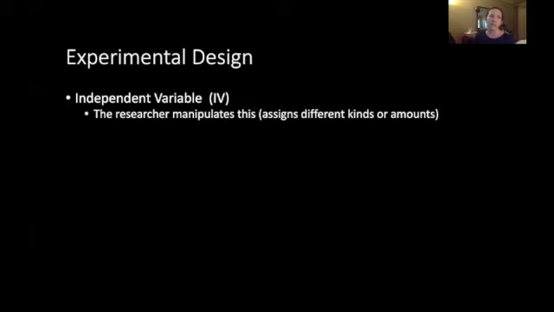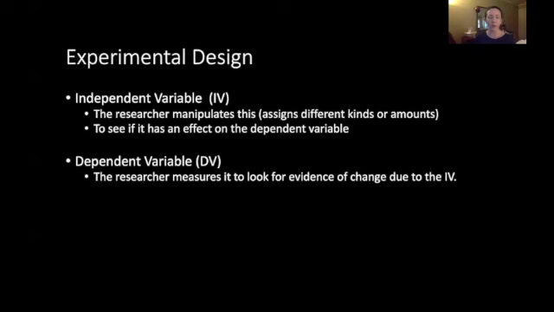For experimental groups, we could have a low dose, a high dose, a medium dose, however we want to do that. This could also be designs where we actually do something in the environment. Maybe we show them a video, maybe we ask them to do physical activity. So whatever it is, we have assigned different kinds or amounts to different groups of subjects. We are doing that to see if that variable that we have manipulated has an effect on the dependent variable. The dependent variable is the one that would be changed by the independent variable. And so for the dependent variable, the DV, the researcher measures it to look for evidence of change from the independent variable. And so we would carefully measure the dependent variable and compare across the different independent variable groups.